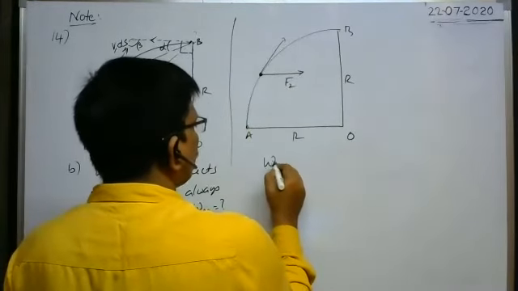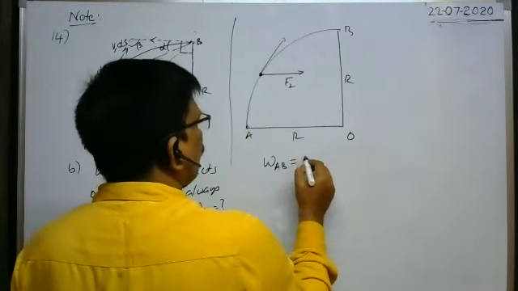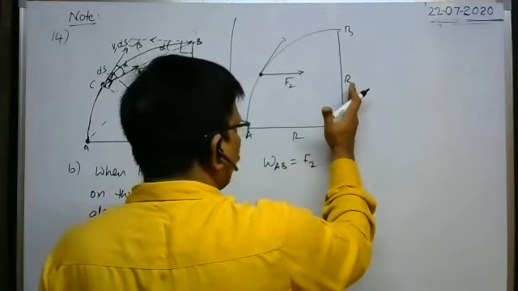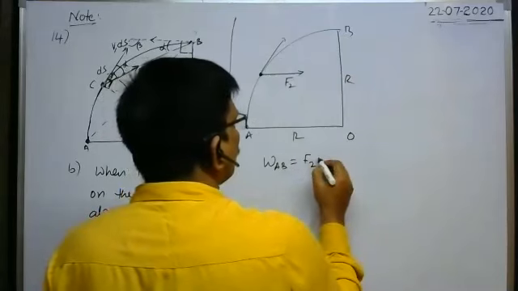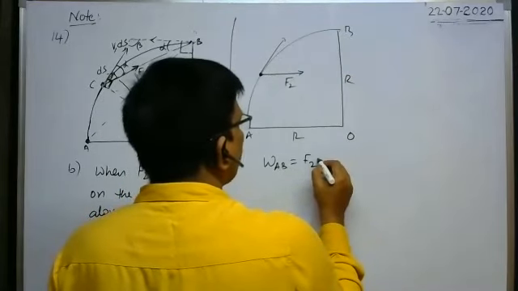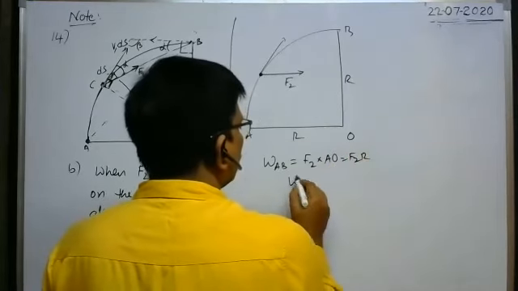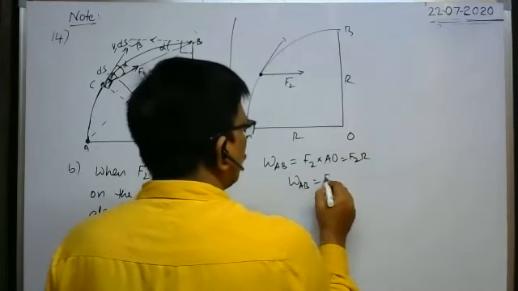Therefore, in this case, work done WAB is equal to force into displacement of the particle along the direction of applied force when it travels from A to B, which is simply AO. AO means R. That is equal to F2 R. This is the work done. So WAB in this case is equal to F2 R.